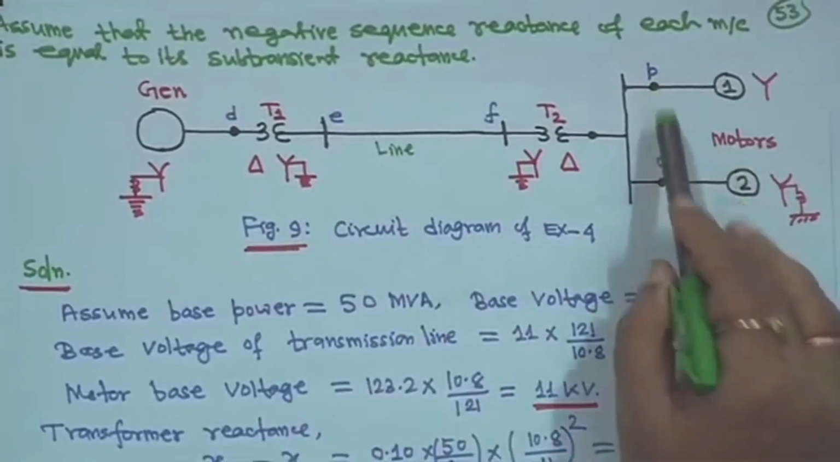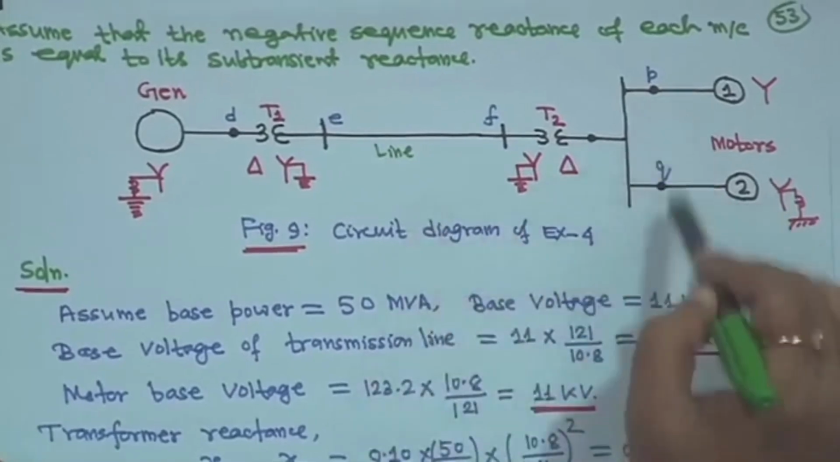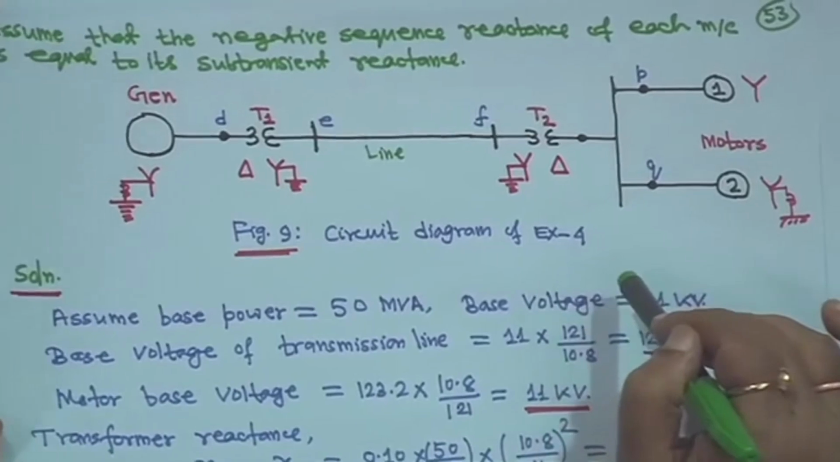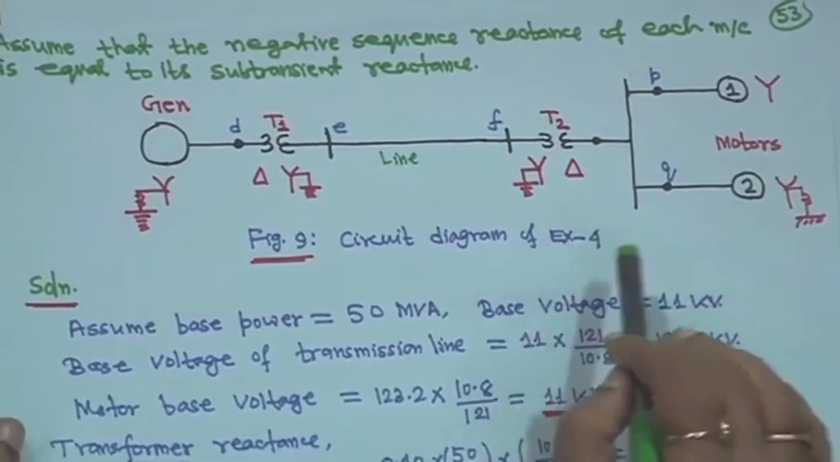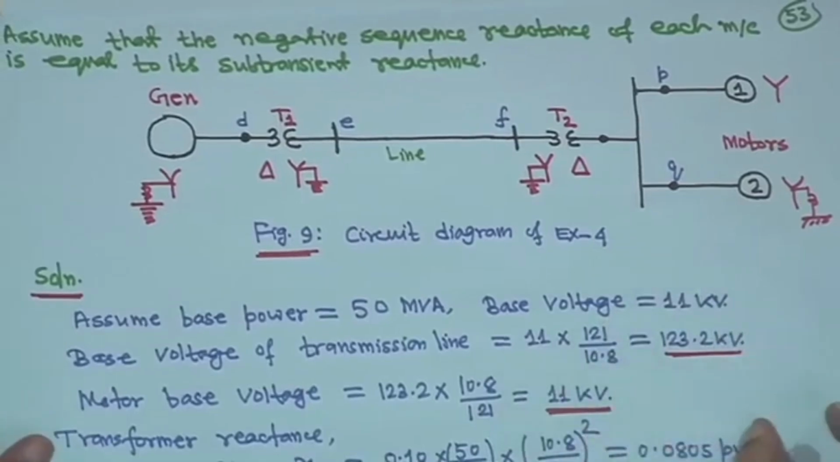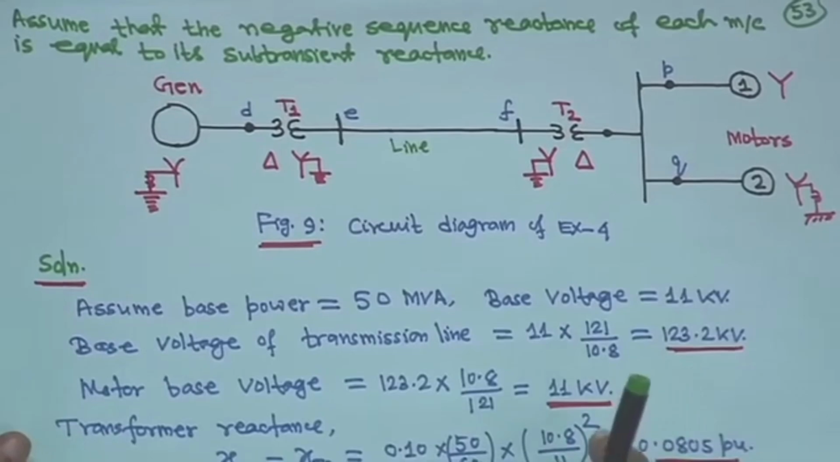And this point is P and Q. This way, first you mark every place, right. Then you will find it will perhaps be easier for you. So, you have to draw the positive, negative and zero sequence diagrams. Once you get the parameters, positive and negative is not at all a problem. The only thing is zero sequence, which you have to understand a little bit.